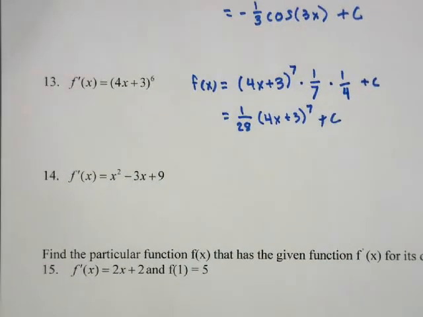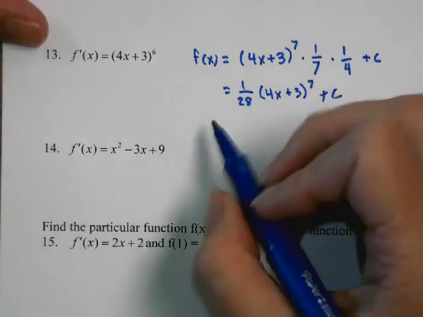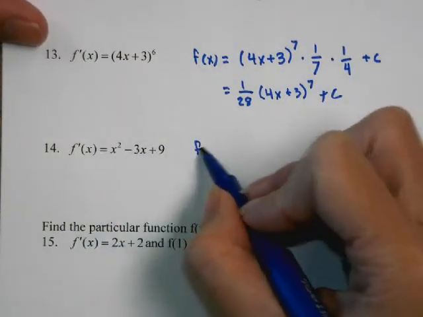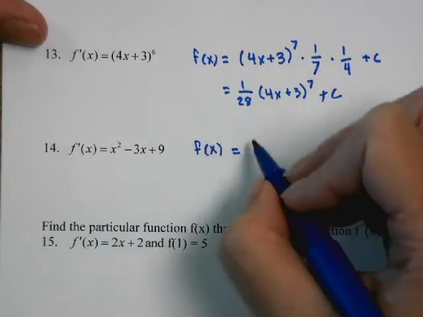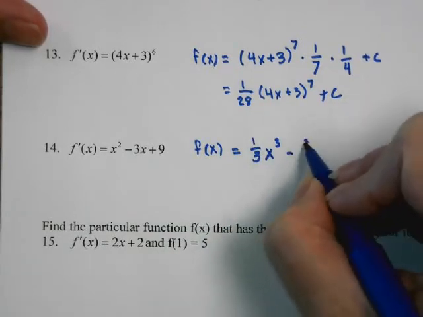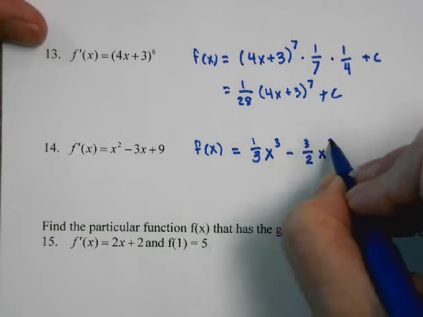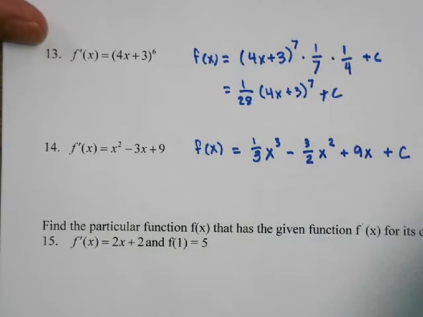And these take practice. This is just, like I said, like factoring. Foiling's easy. There's a rule, you do it, you're done. Derivatives are easy. There's a rule, you do it, and you're done. Antiderivatives take a little bit more thinking. This one, it's just going to be each one added up. So if f prime is this, f is going to be 1/3 x cubed minus 3 halves x squared plus 9x plus c.